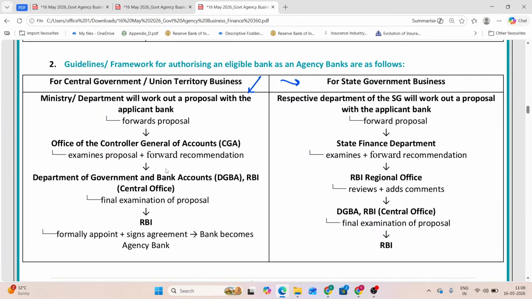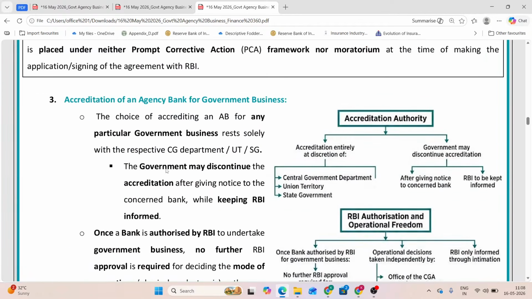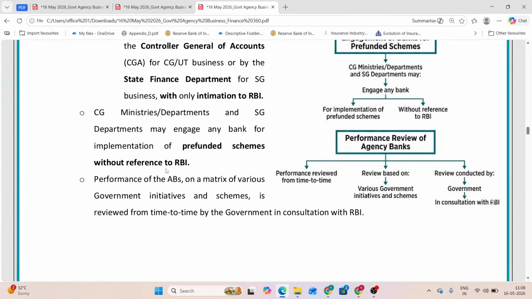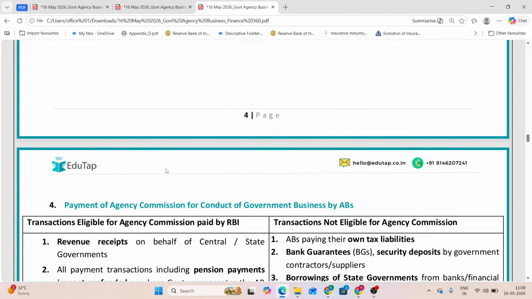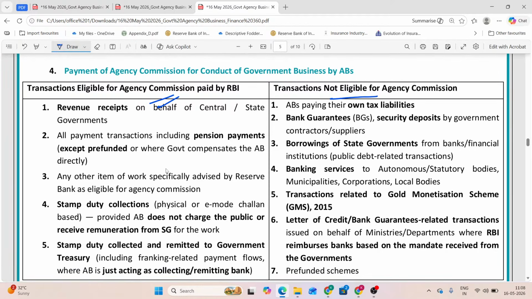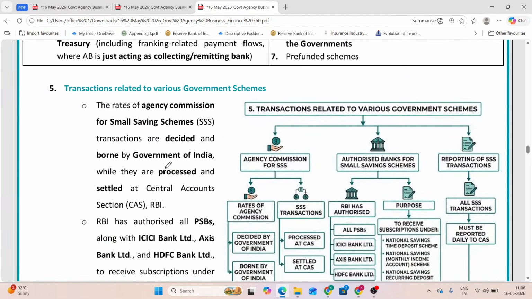Then the process, just read the process once: which authority is responsible in case of the central government and union territory business, and which is responsible for the state government business. For the appointment of the agency bank, which authority or which department is involved. Then this is also very important: the transactions that are eligible for agency commission or the transactions not eligible for agency commission.